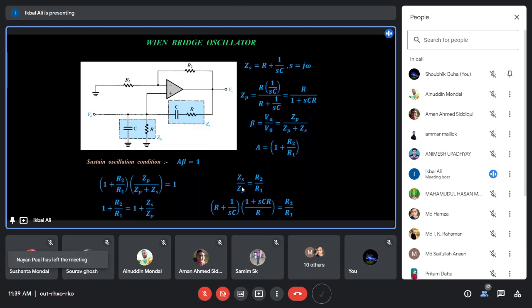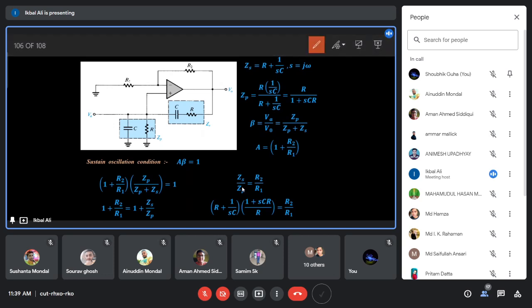This mathematics is very simple, but I have chosen this way such that the mathematics is easy. In some books, this mathematics becomes very complicated because they have not chosen this ZS and ZP equivalent resistance and not calculated this one, then the mathematics will be much longer. So you just follow this one, then it will be very easy to calculate the condition and the oscillation frequency. To understand also, this is a very easy way.